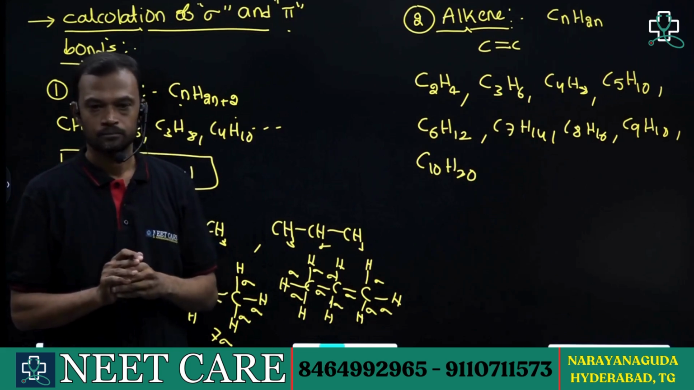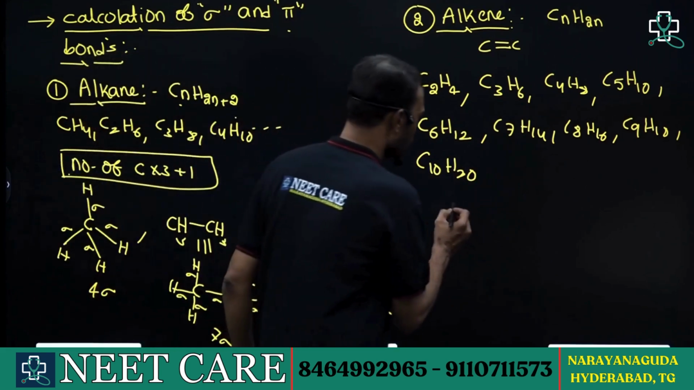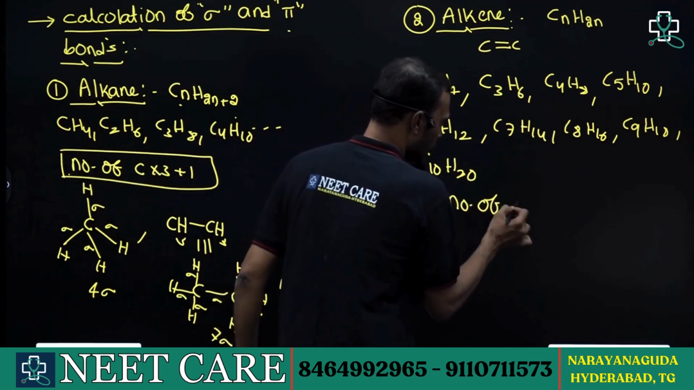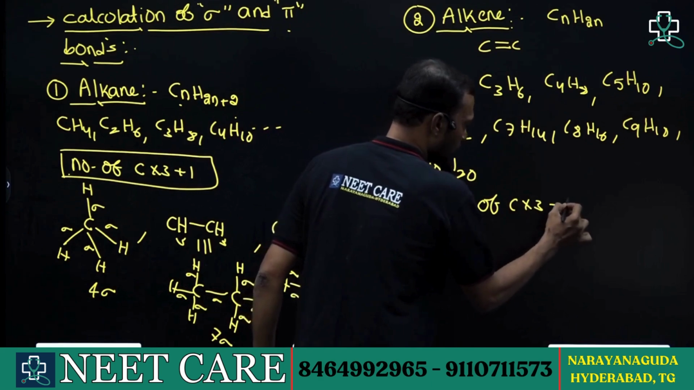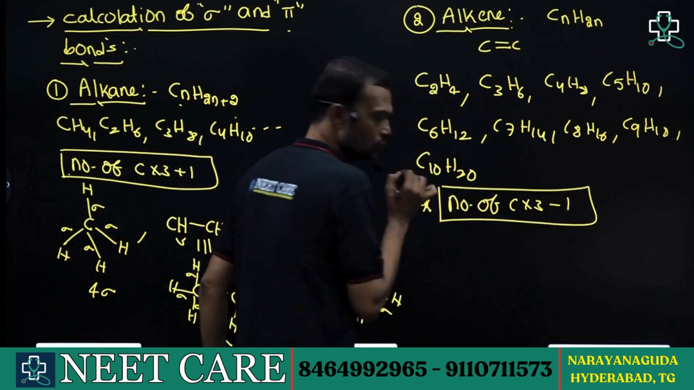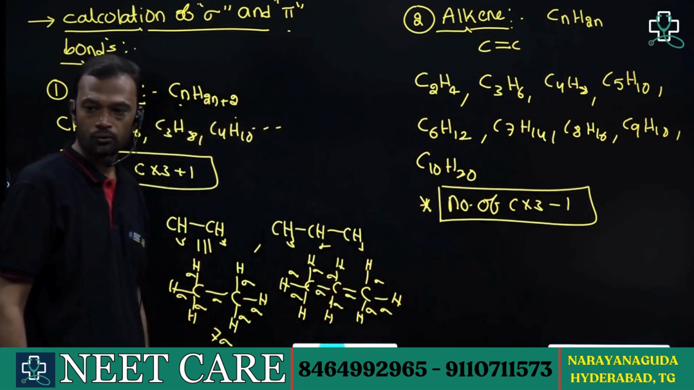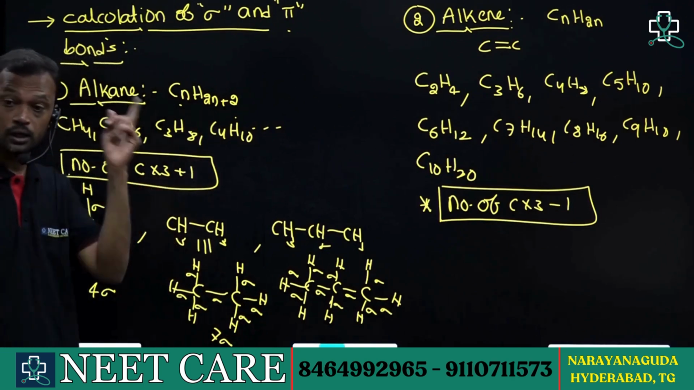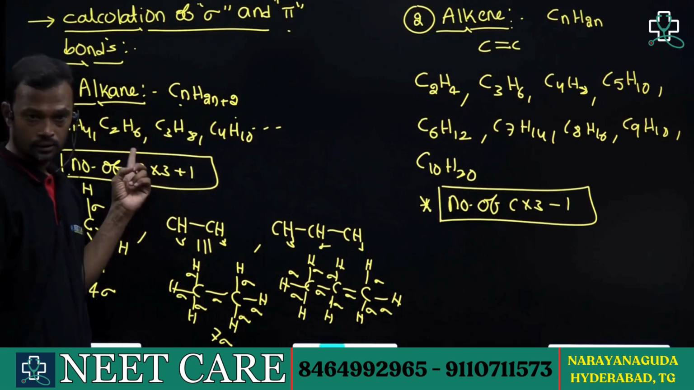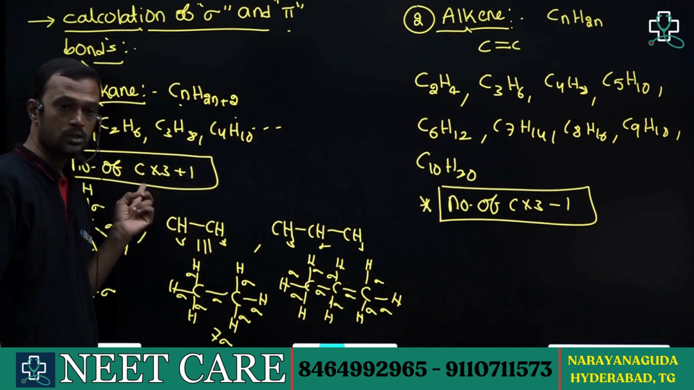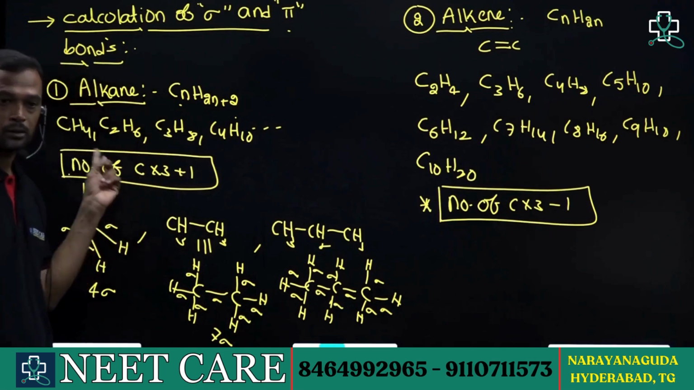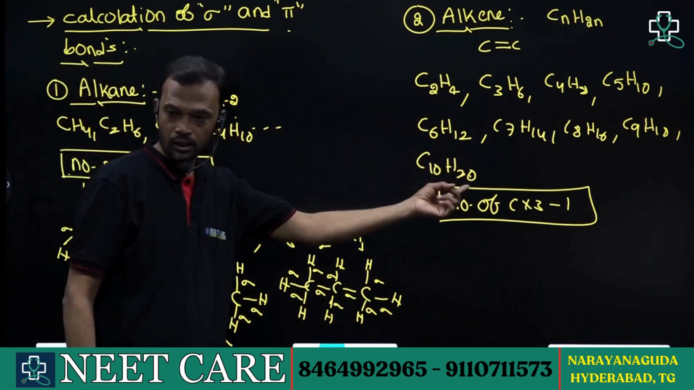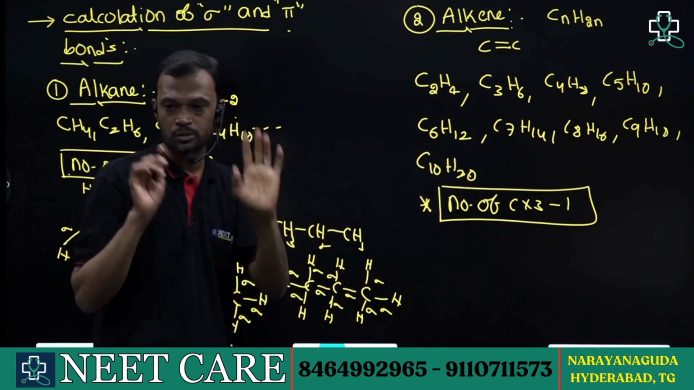Is it clear? Now, the formula required for calculating the number of sigma bonds. Same formula: number of carbons multiplied by 3, minus 1. This is a formula to calculate the number of sigma bonds. What is the formula to calculate the number of sigma bonds in alkane? Number of carbons multiplied by 3 plus 1. Now here, for alkene, number of carbons multiplied by 3 minus 1. If you know this concept, isomerism is easy for you.